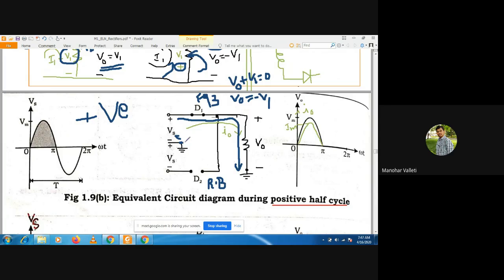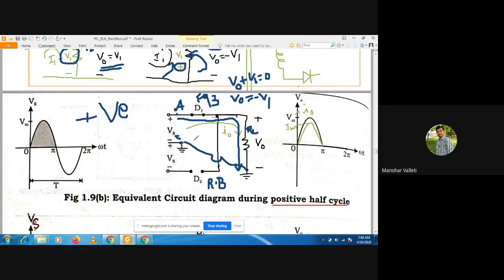Means there is some connection from here to here. So for better understanding, I just removed the connection and showed the two grounds here. Already the connection is there. So the current starting from point A reaches point C, which is a closed path. So there will be some voltage drop across RL.